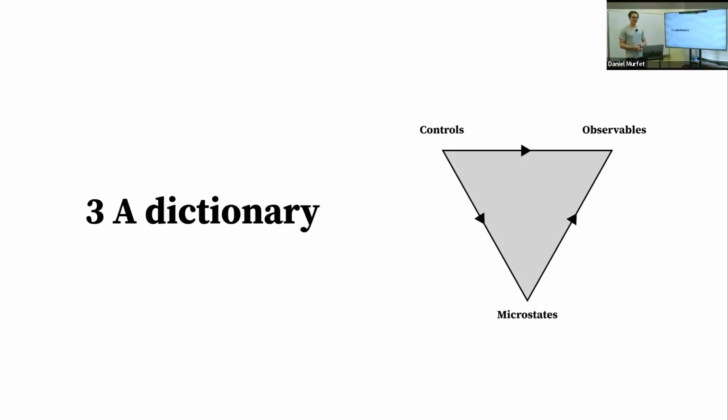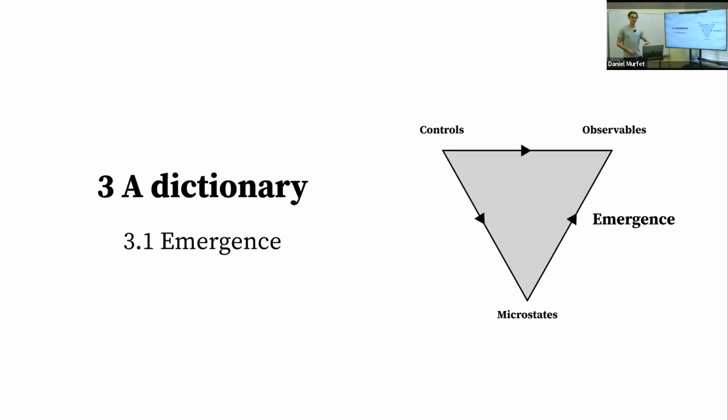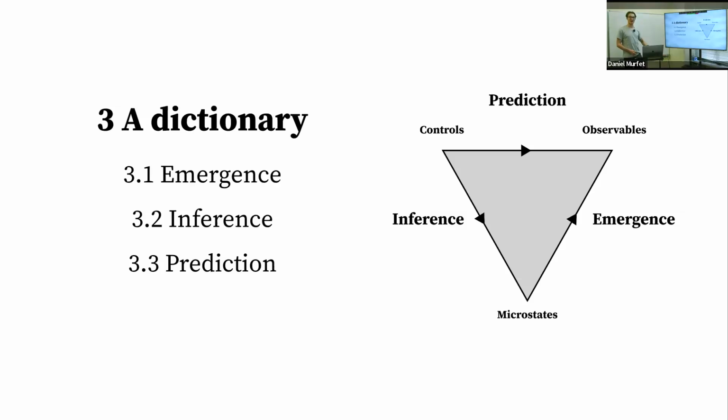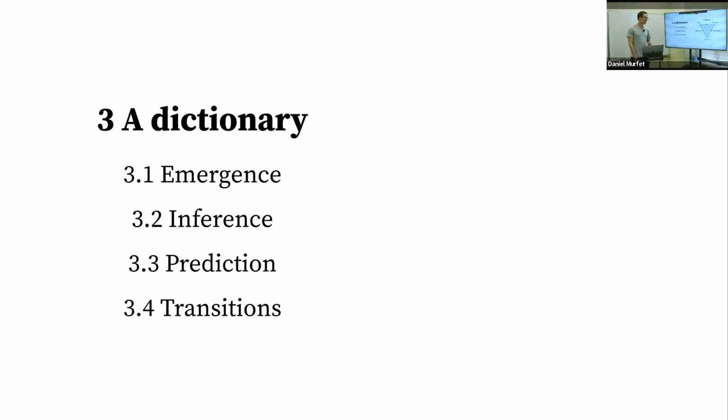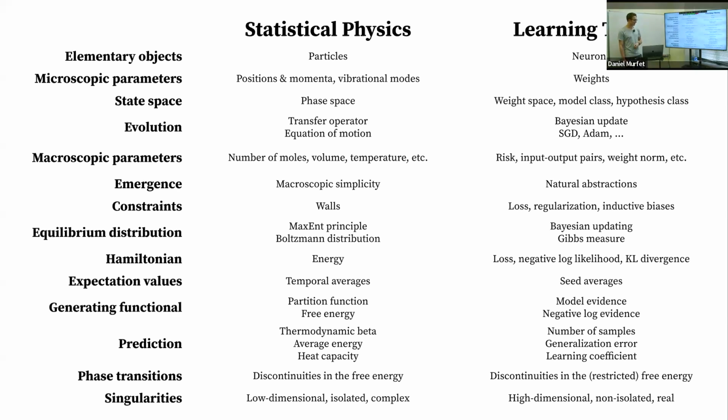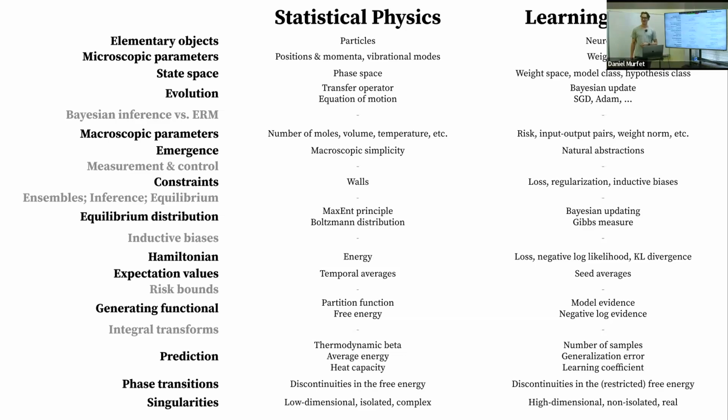Are you ready? This is when we get into the dictionary. So three parts. We're going to start with emergence, from the small to the big. We'll look at inference, from big to small, and then prediction, from big to big. And then we'll say a little something about transitions. At the end of all this, you will understand this horrible table. And in fact, it's even worse. There are other slides I'm going to have to go on to explain things here. This is by far the worst slide I've ever created in my life. So I apologize and wish you luck.